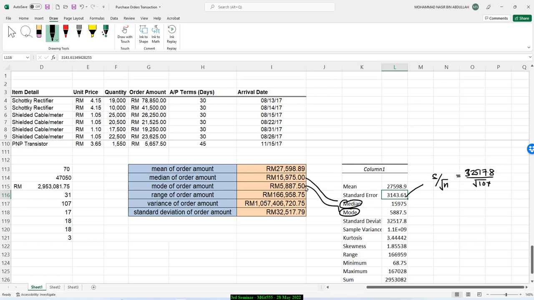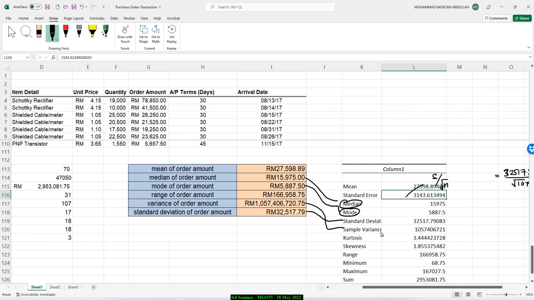Right. And standard deviation dekat sini. And sample variance kita dapat di sini. Kalau nampak ni plus kan, maksudnya dia amount tu besar kan. So kita boleh tarik lah. Tarik besarkan sikit. So dia akan dapat sama lah. Dan kurtosis adalah yang bila I tunjuk tadi.